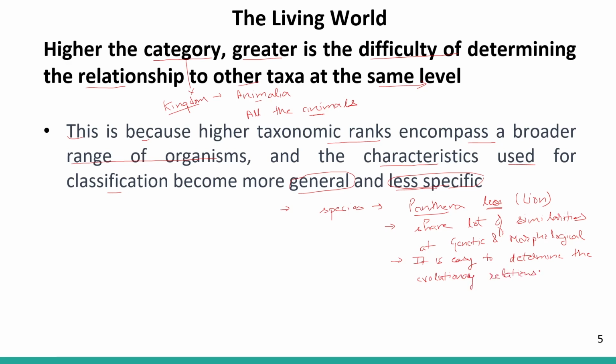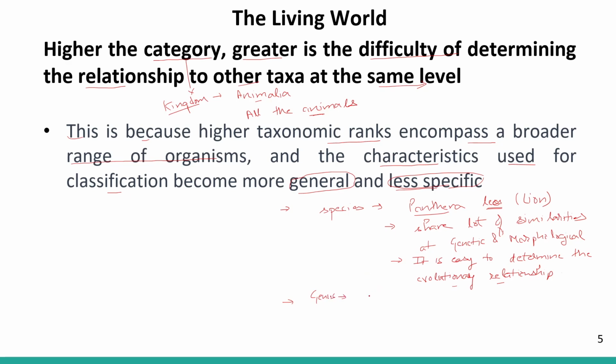Alright, but as we move up to the higher taxon or taxonomic group, it is not easy to determine the evolutionary relationship because the higher taxonomic groups are very diverse. Okay, so the next level higher than species is genus.